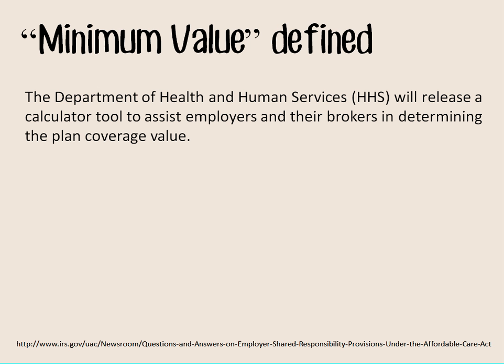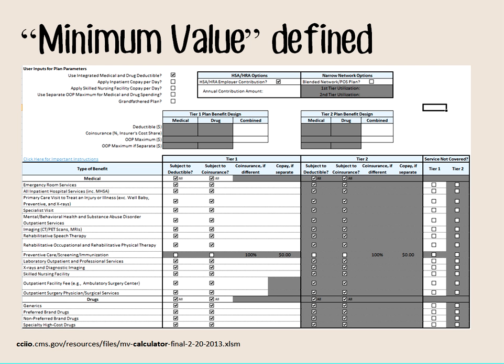Now, the Department of Health and Human Services will be releasing a calculator tool that will help brokers and employers determine the actual actuarial plan value of that coverage. Right now it's an Excel spreadsheet form at the URL you see below, and it looks something like this. My understanding is there will be a newer version of this that's web native rolling out shortly as well.